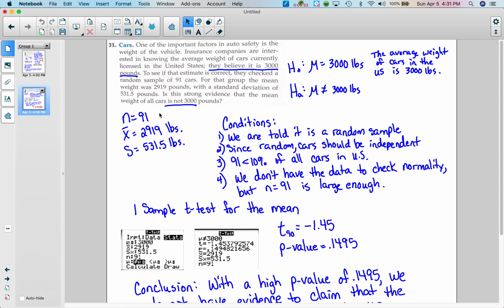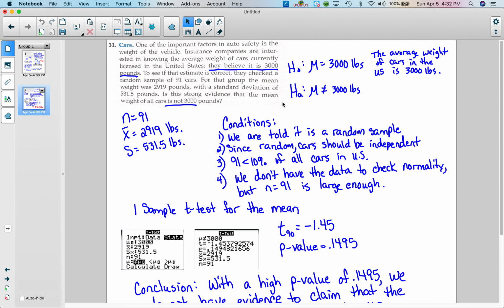So I make notes over here. n is 91. For that group, the mean weight was 2,919 pounds with a standard deviation of 531.5 pounds. So they're giving me all my sample statistics. Is this strong evidence that the mean weight of all cars is not 3,000 pounds? That tells me I'm doing a two-sided test. So I have my null and my alternative hypotheses. I wrote some words down, just what this meant. The average weight of cars in the US is 3,000 pounds, so I remember the context.